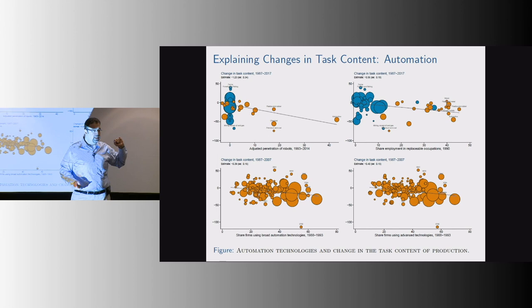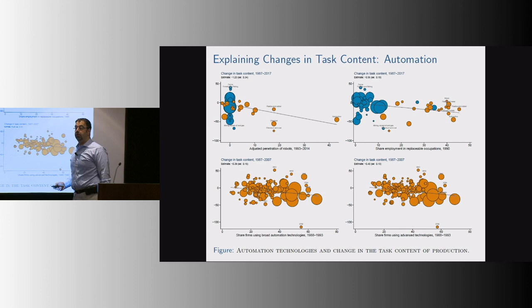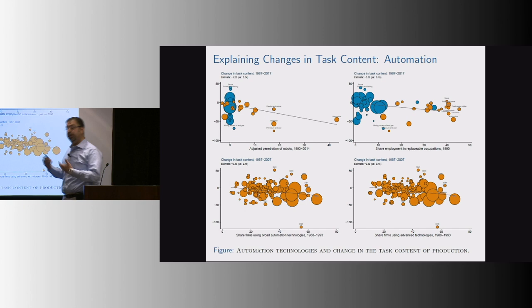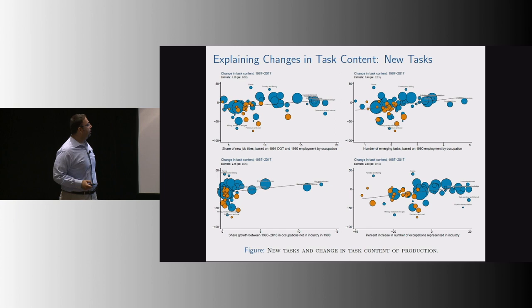These are detailed advanced automation technologies, and they're all negatively correlated with the change in task content at the industry level, as you would expect if we are really capturing automation. And we do the same thing for new tasks using new job titles and the changing occupational structure, some indices that we've created ourselves.